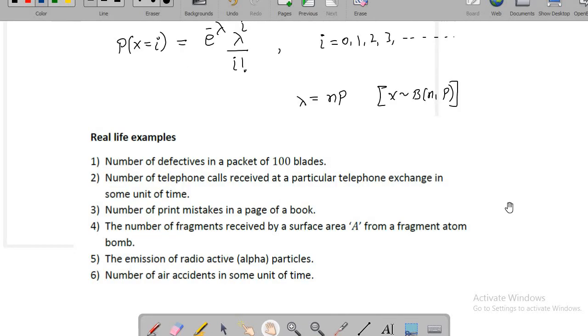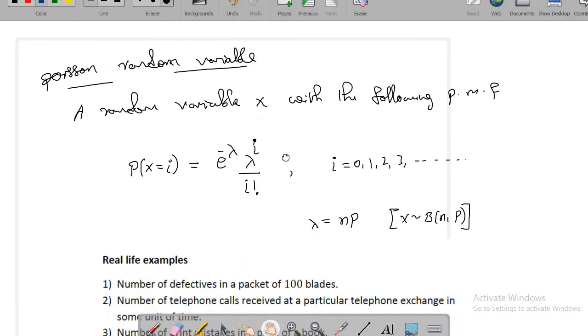Here you can see some real life examples: the number of defects in a packet of 100 plates, like what we did right now, the number of telephone calls received at a particular telephone exchange in some unit of time, the number of print mistakes in a page of a book, the number of fragments received by a surface area A from a fragmentation bomb, the emission of radioactive particles, and the number of air accidents in some unit of time. So these are the situations where we use these Poisson distributions.